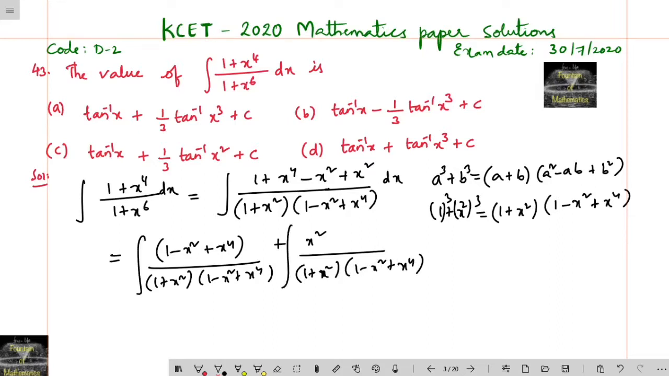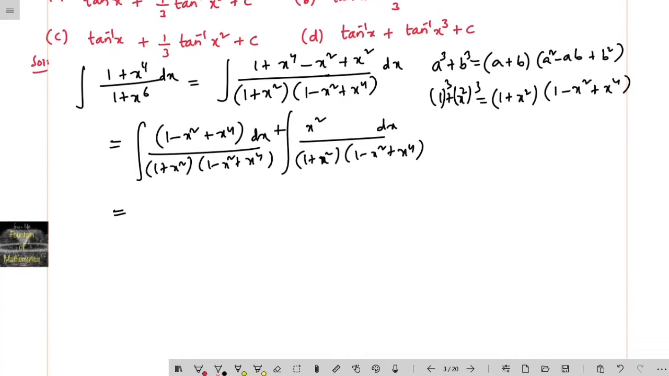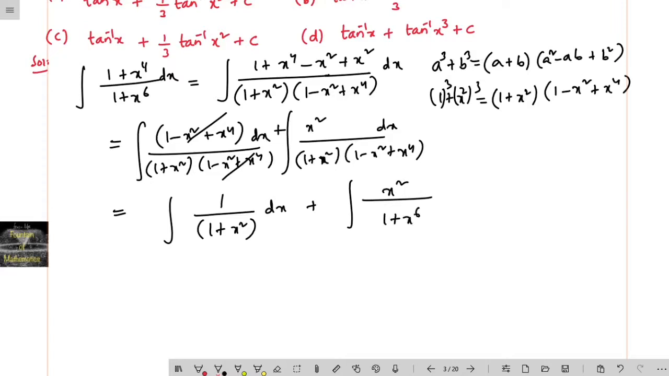So integral separate. So which equals to, so we had 1 minus x square plus x power 4, and this denominator get cancelled. So I am having here integral 1 divided by 1 plus x square dx, and here what I can do, x square is there and 1 plus x square divided by 1 minus x square is nothing but x to the power of 2 divided by, same I can write it as 1 plus x power 6.